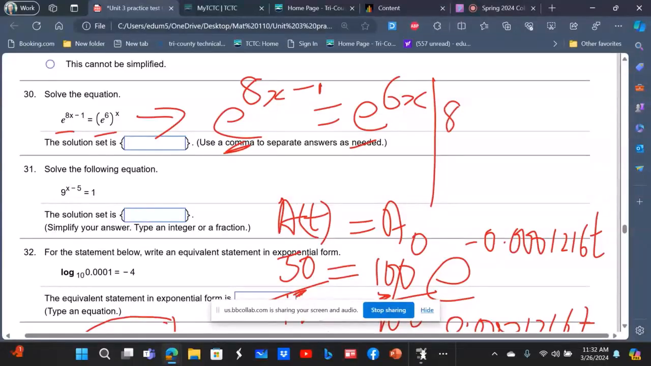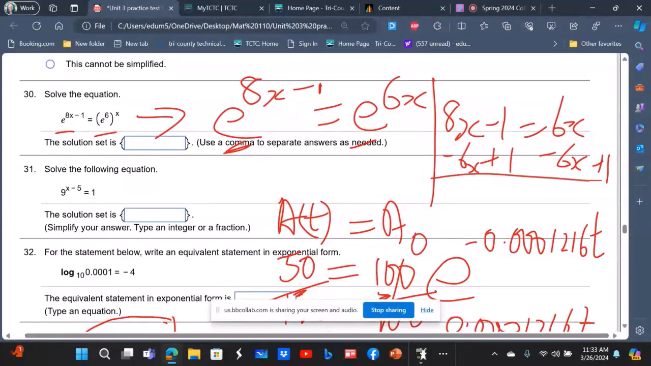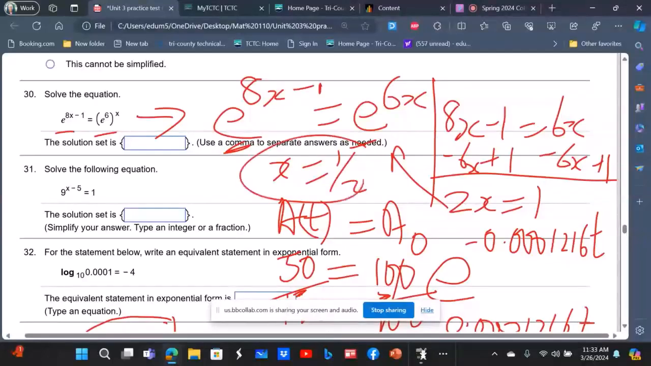So then the exponents are equal. So 8x minus 1 is equal to 6x. Then I collect like terms together, minus 6x on both sides, plus 1. I just want to do them at the same time. So, minus 6x here, and then I have 2x is equal to 1. Divide both sides by 2. x is equal to 1/2. Therefore, x is 1/2. All right, so this is an easy one just because the bases are equal.